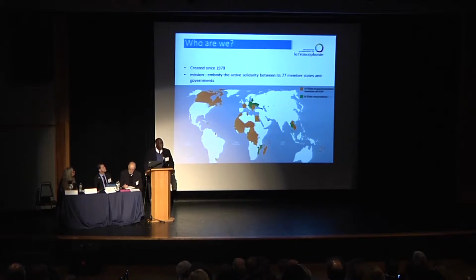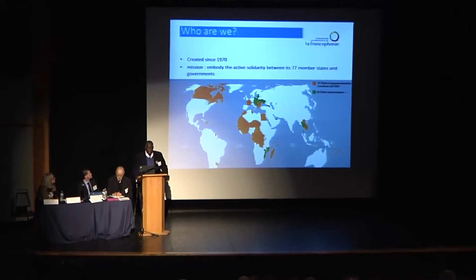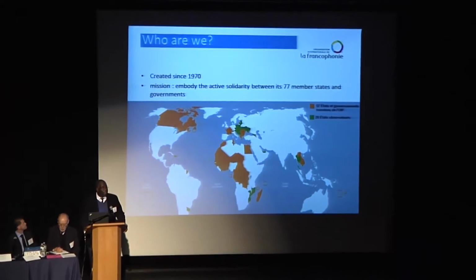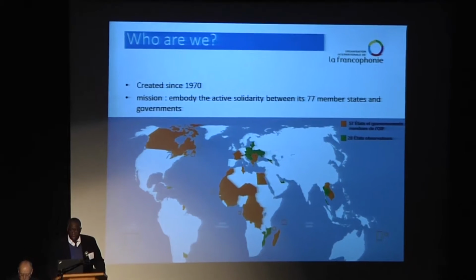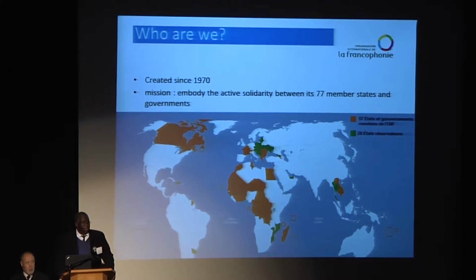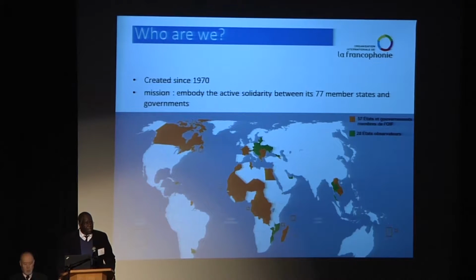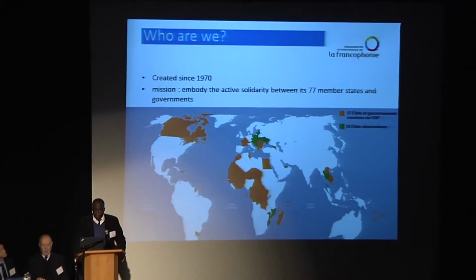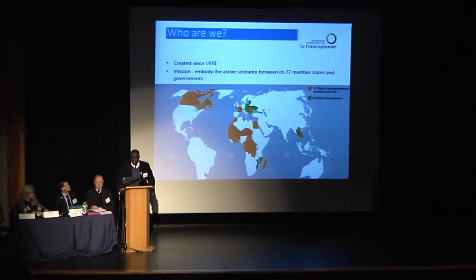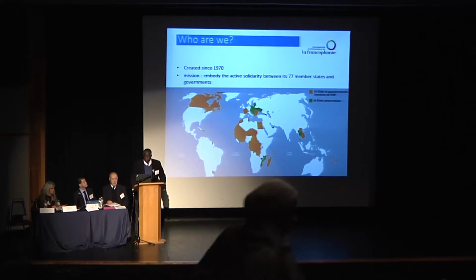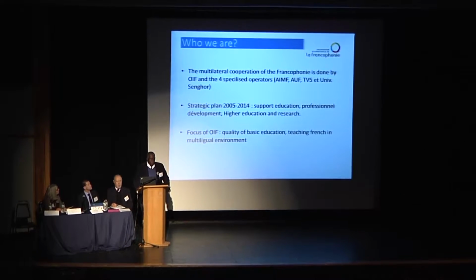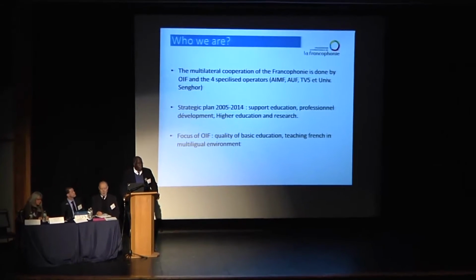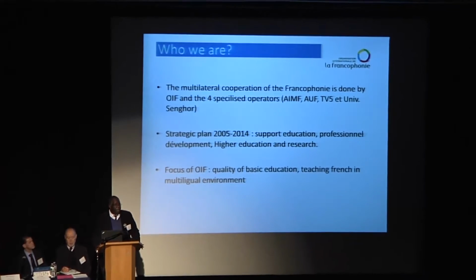The organization was created in 1970, and its mission is to embody the active solidarity between the member states in order to work for the development of each other. And the member states are not only French-speaking countries, they are countries from other areas in the world. And the member states are all around the world. The organization makes multilateral cooperation, and it has operators.